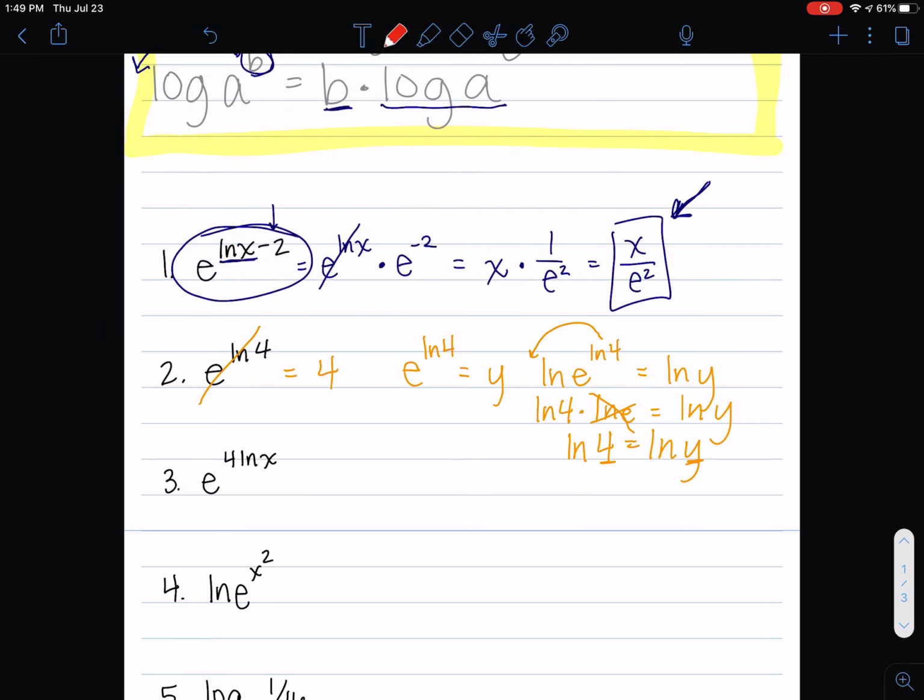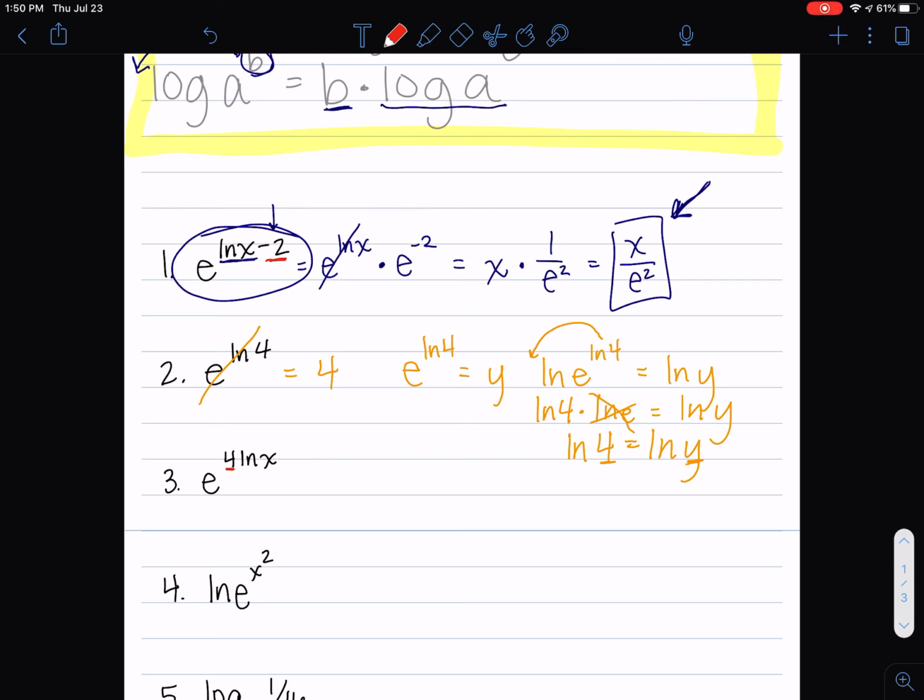All right, next one, e to the 4 ln of x. Now, it looks good, but this 4's throwing me off because I got a 4 in the front there. Just like I kind of had this -2 at the end up there. I cannot cancel that e and that natural log out yet. I have to somehow break it apart, get that 4 removed somehow. We got to figure that out.